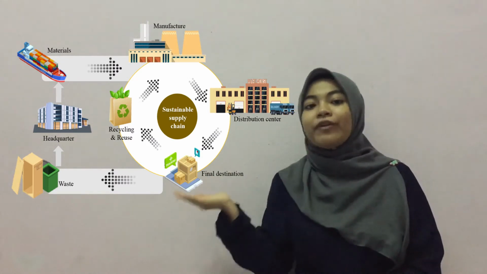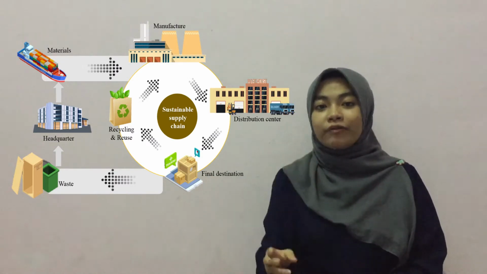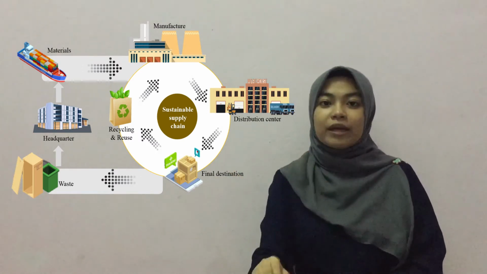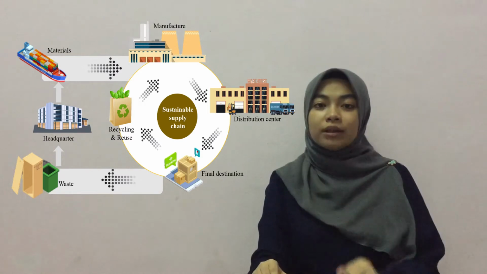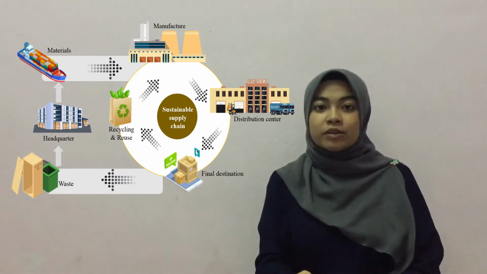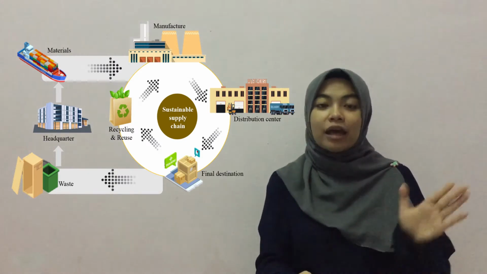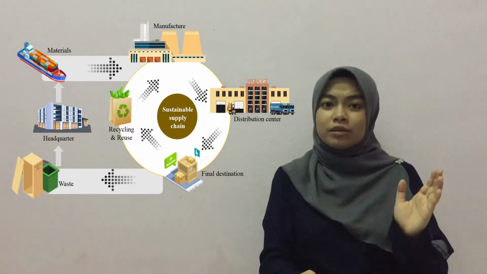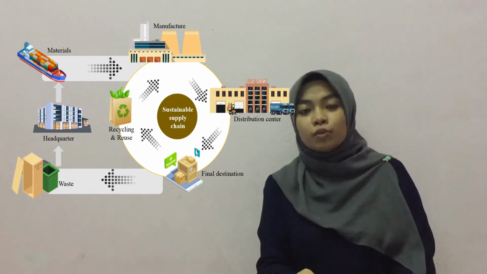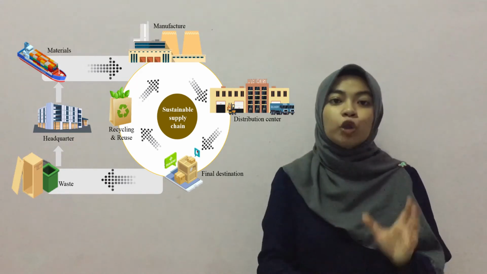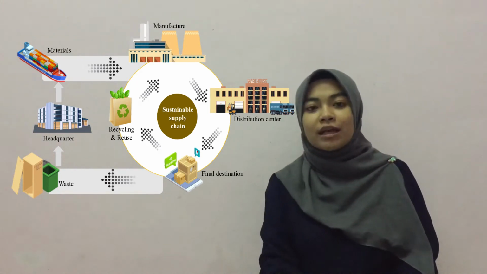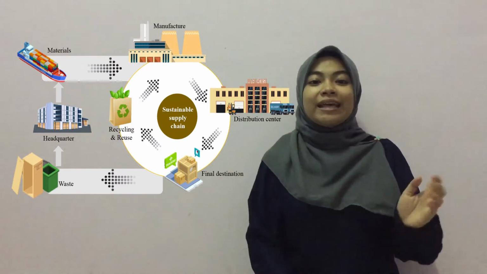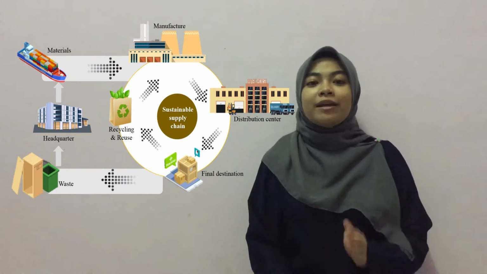The final destination will be the retailer or wholesaler, and also can be the consumer or the end user. After the end user gets their product, there can be waste. So the company wants to reduce the waste to make sure the environment is safe. That is an example of the Nike company's sustainable supply chain diagram.